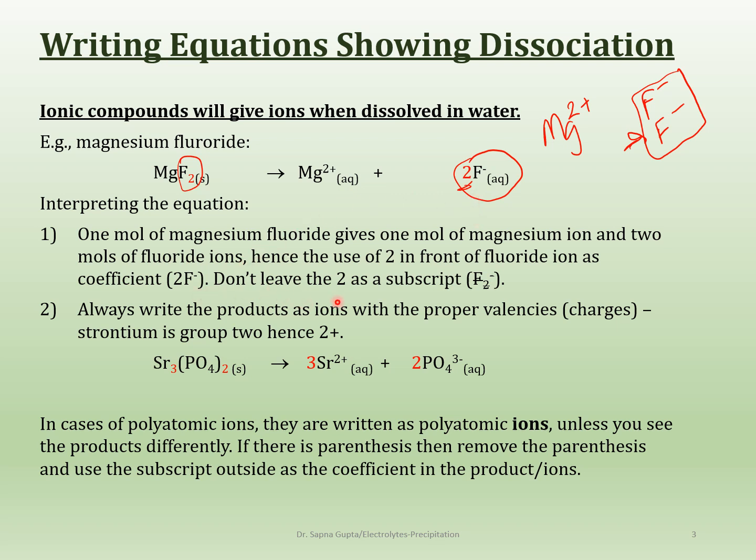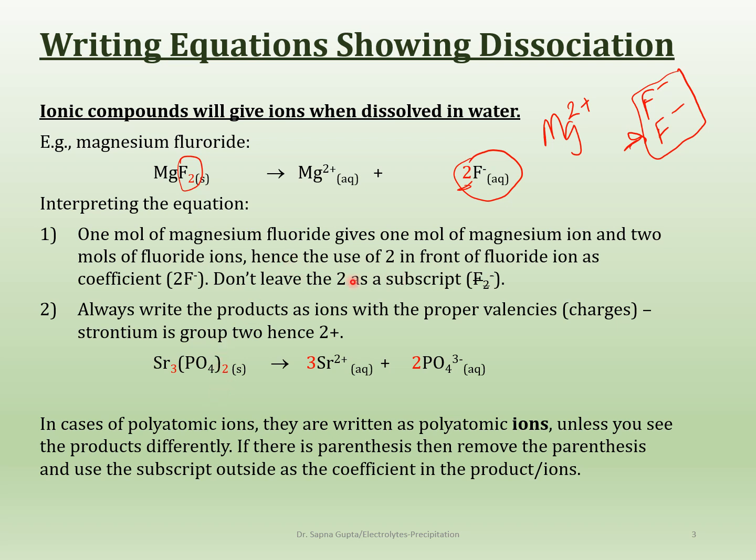And here again, I have emphasized that you shouldn't leave the 2 as a subscript. Make sure that you make it a coefficient. This is totally illegal. You cannot do this. There is absolutely nowhere, unless you're working in a research lab and you make this fleetingly, that's a different thing. But otherwise, there's nothing like F2 minus. So you have to write the 2 as a coefficient. All right, so then here we go with the products as ions.